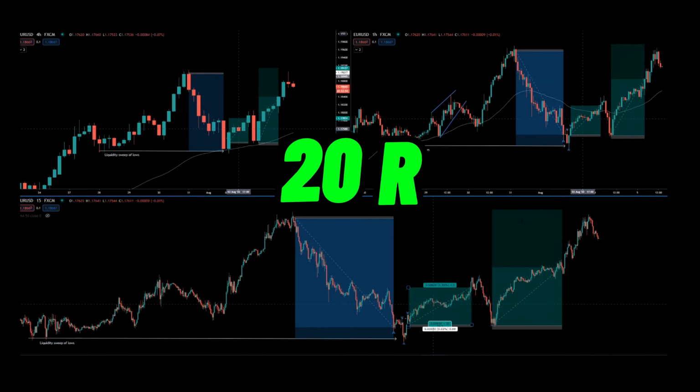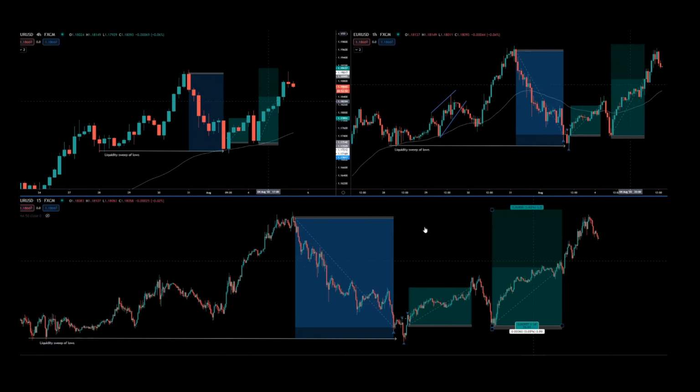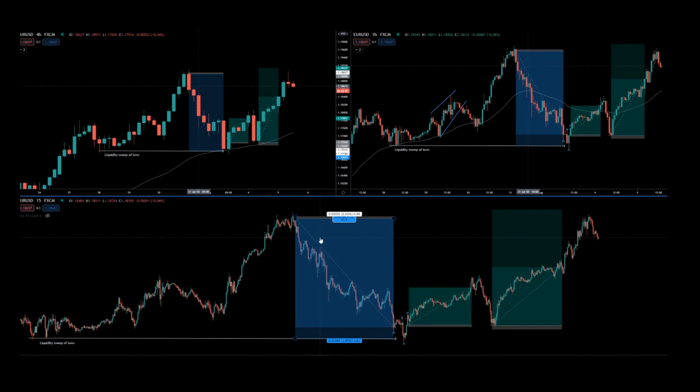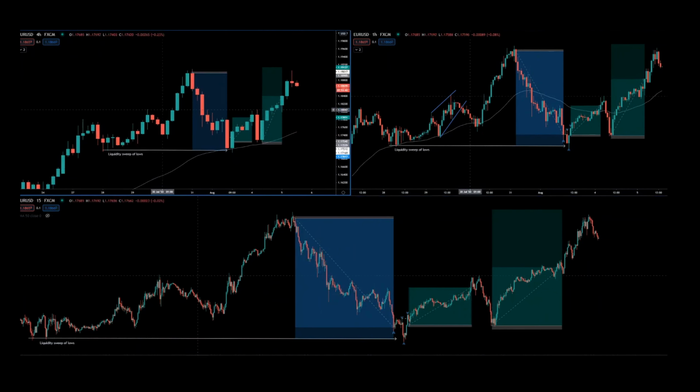Two buy positions that were taken, one for 20R and another for just shy of 30R. And I will also highlight a missed trade that would have netted close to 60R. So let's get started looking at the higher time frame, the 4-hour chart.